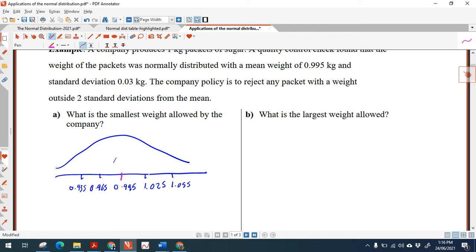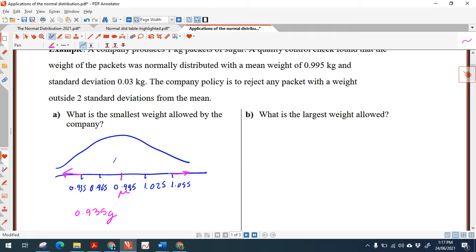Now, anything outside 2 standard deviations, so anything above that or to the left of that, will be thrown out. So the smallest weight will obviously be this one. This is our average, and this is our average subtracted 2 standard deviations. So the smallest weight allowed by the company will be 0.935 kilograms, because anything smaller than that will be thrown out.